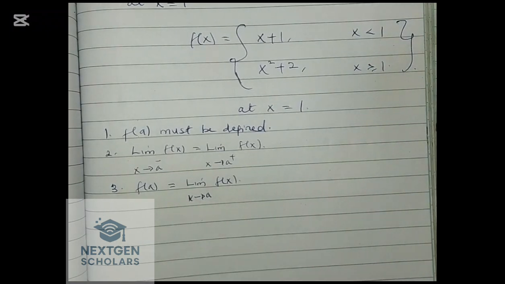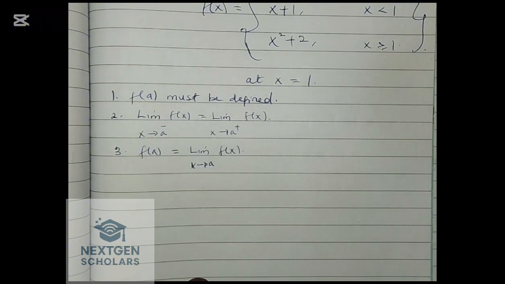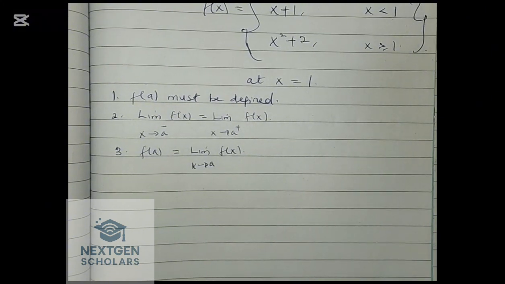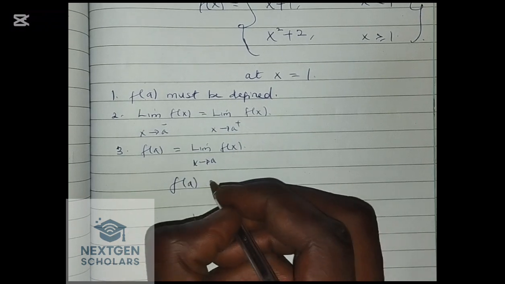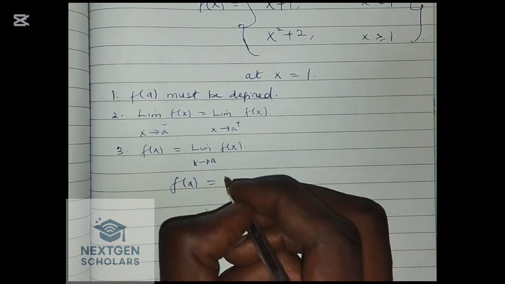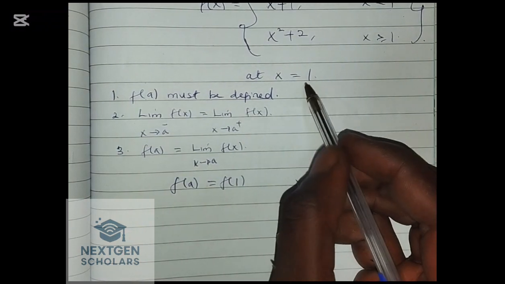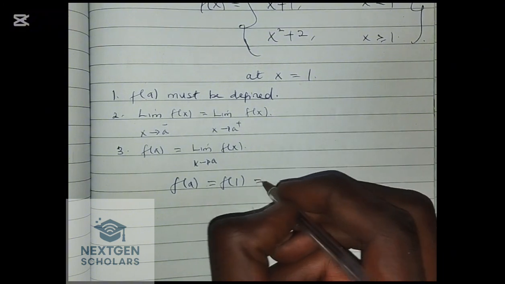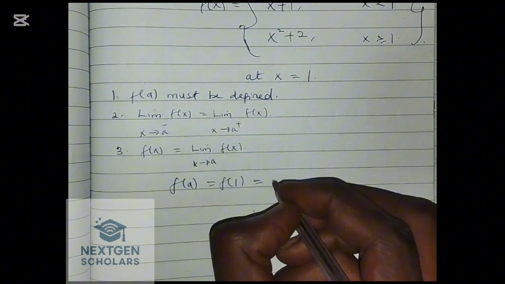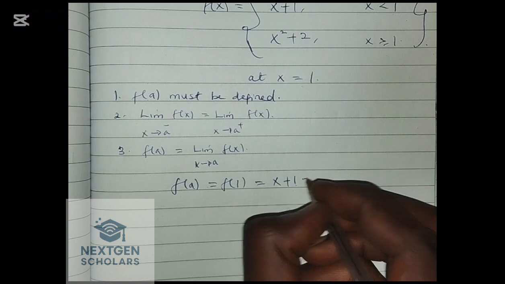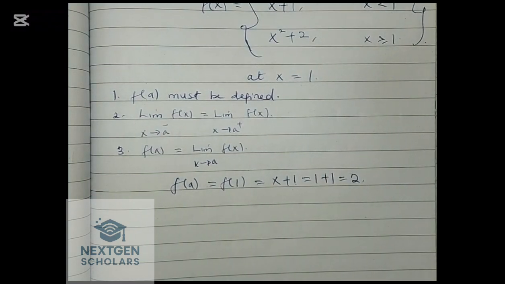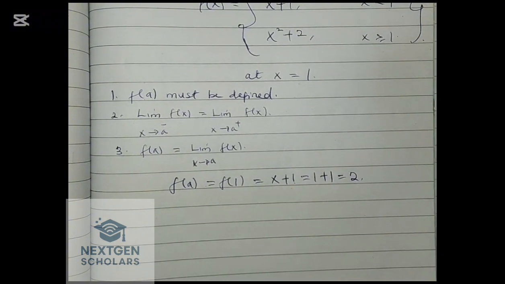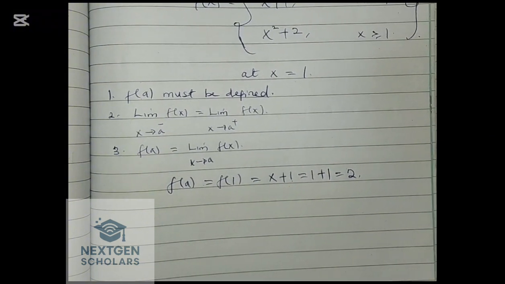Let's just check. The first one says that f of a must be defined. So f of a is equal to f of 1, because we know that our a is 1. Let's pick any of the equations and put it in: x plus 1 is equal to 1 plus 1, which is equal to 2. So f of a is equal to 2. Now let us check the limit of this function as x approaches from the right and the left.